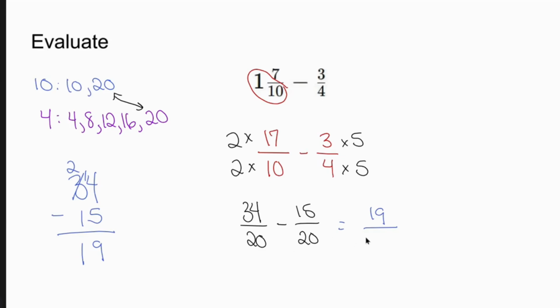20 stays as our denominator because whenever you subtract or add fractions of the same denominator, you keep the denominator the way it is. You can't simplify that. That's already a number smaller than 1, so I don't have to worry about crazy mixed numbers. That is going to be my answer, 19/20.